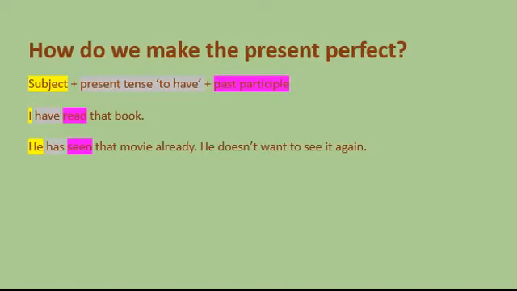In the second example, the subject is he. The present tense of have is has. And the past participle of see is seen. Remember that the past participle and the past simple are not always the same. He has seen that movie already. We are using the present perfect here because the context of the second sentence, he doesn't want to see it again, tells us that it is still relevant that he has already seen the movie.